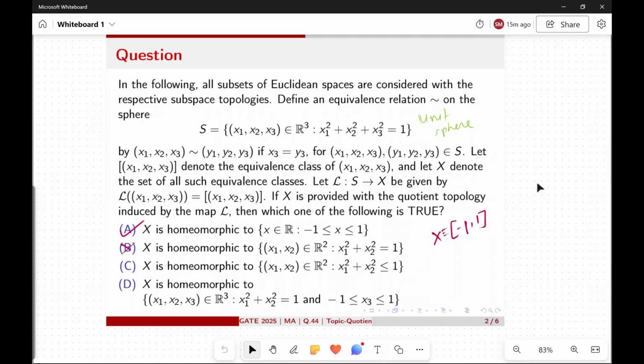A similar connectedness argument also tells that options C and D are not correct. So only option A is the correct answer. So that is the whole argument for this question. Thank you.